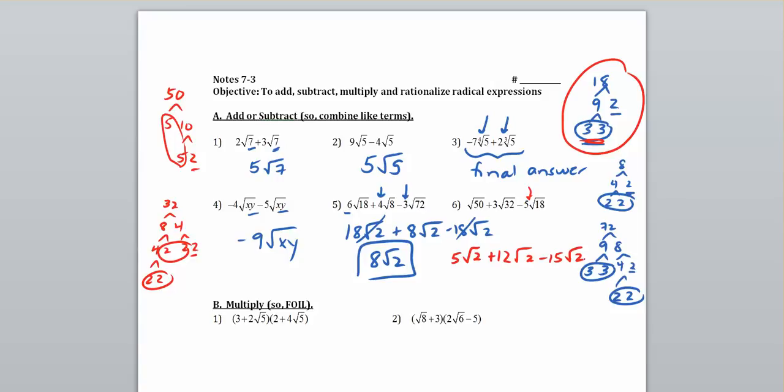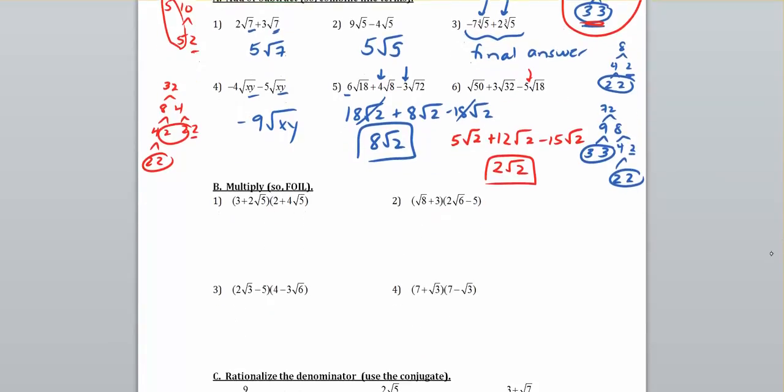All right. So again, these wind up having all root 2s as their radicals, which is great because they're like terms. So if you combine these, you'd say 17 root 2 minus 15 root 2, and that answer would be 2 root 2. So when we're asking you to add or subtract radicals, typically you're going to have to simplify and combine. All right, let's look at this second section.